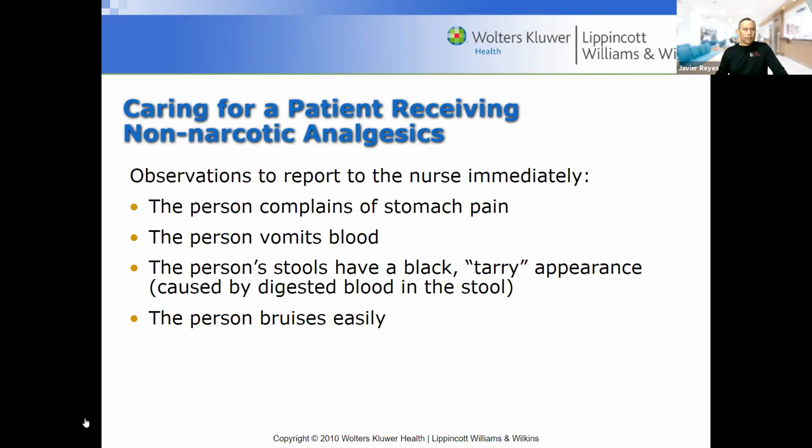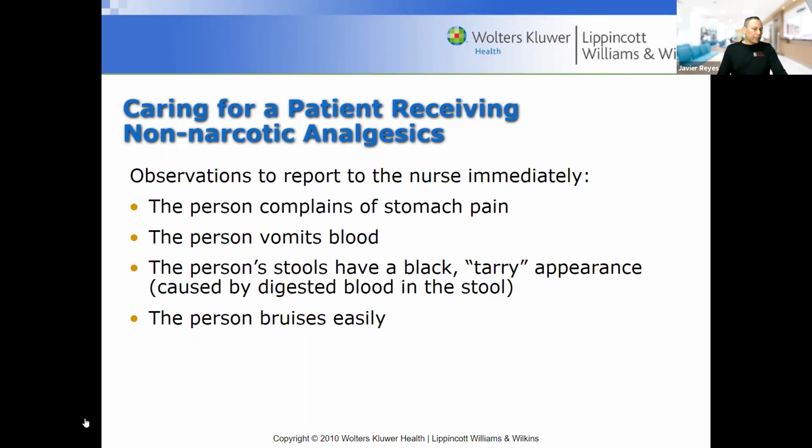A lot of times you just brush that off because a lot of the older people bruise very easily. They bump into anything. They're on aspirin. They're on anticoagulant medications and so on. And it's a common problem, even if they're not taking NSAIDs. But a lot of these older folks are.